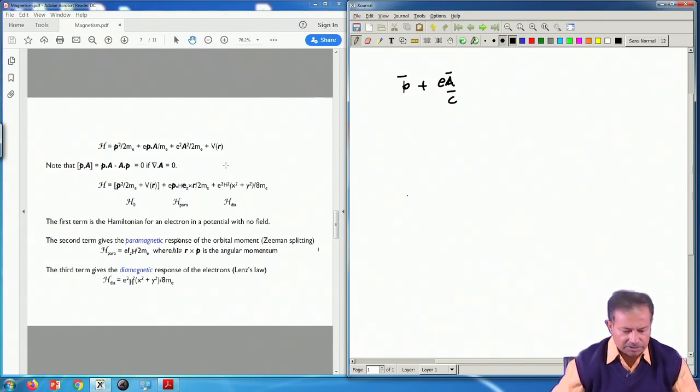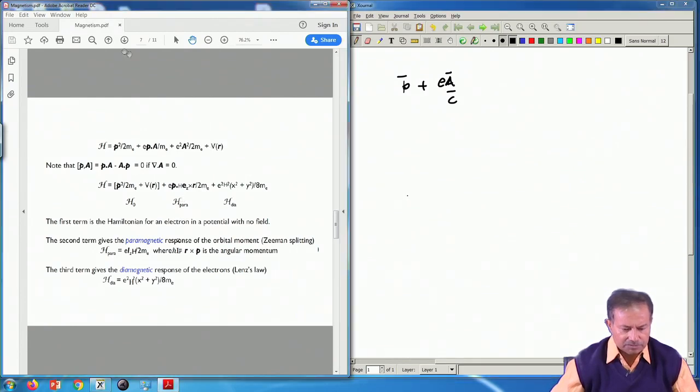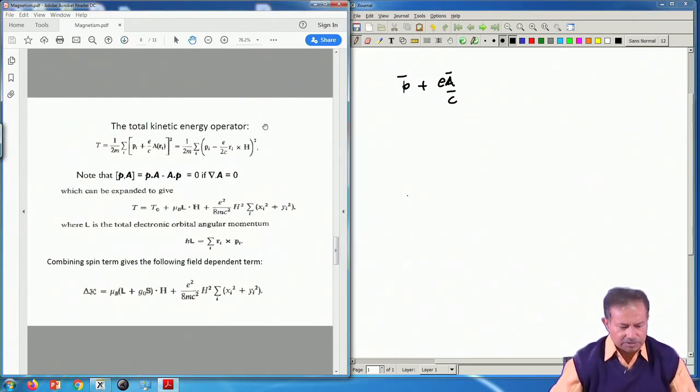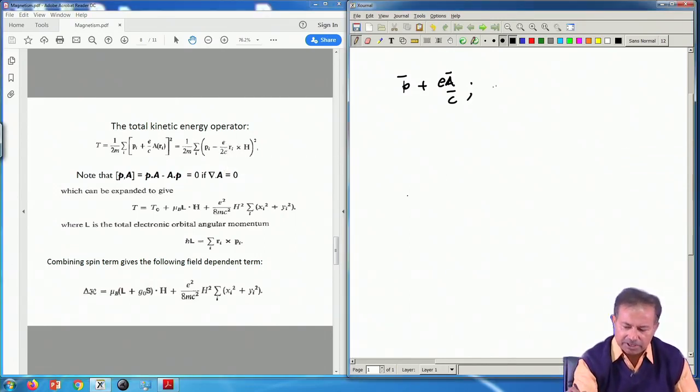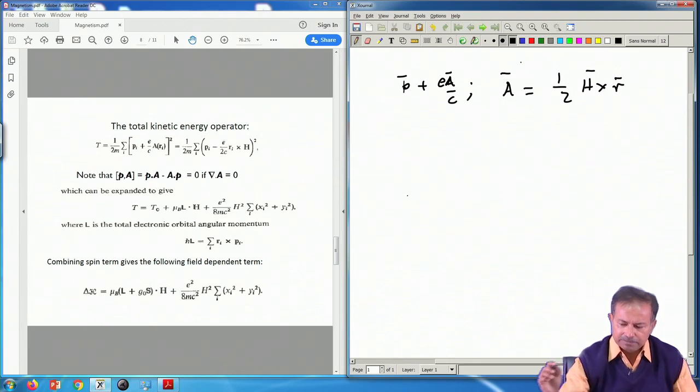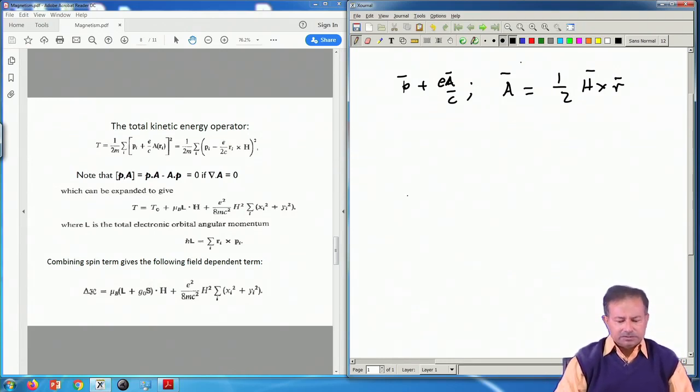So, let us just go ahead, and there will be two terms. This is what it is. The total kinetic energy operator changes, and it gives you this term, which we just saw, where this A of course you write as half H cross r. H is the magnetic field, remember, and that is what this term will give you. So, this is what you have to calculate.